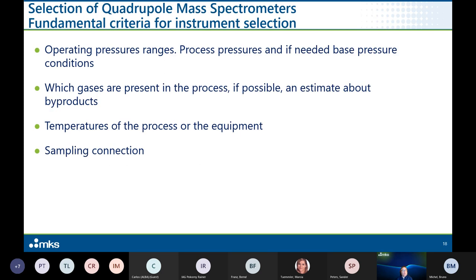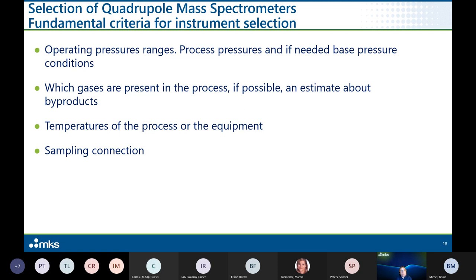Right. So how about selecting an instrument for the purpose that you need? The first fundamental question is the operation pressure. You need to know at which pressure you want to analyze the gas, and at which pressure you want to use the quadrupole mass spectrometer. In some cases, you may have two different pressure regions, so maybe a higher process pressure and a base pressure, or maybe two different process pressures. This is also something we could cover.